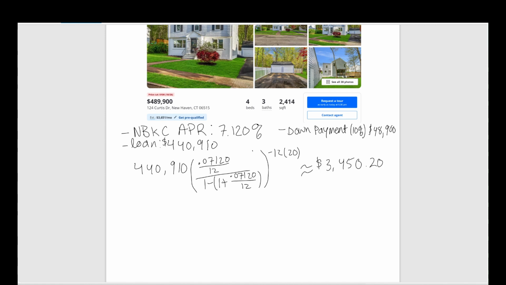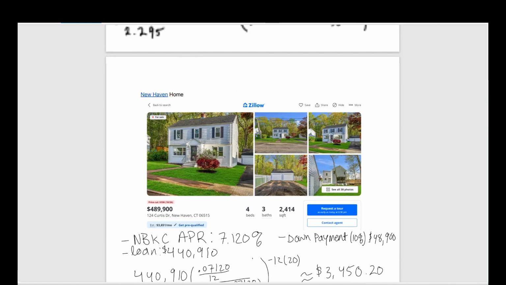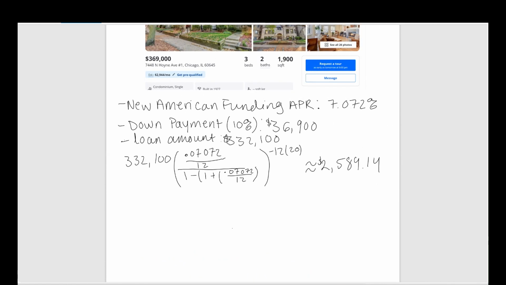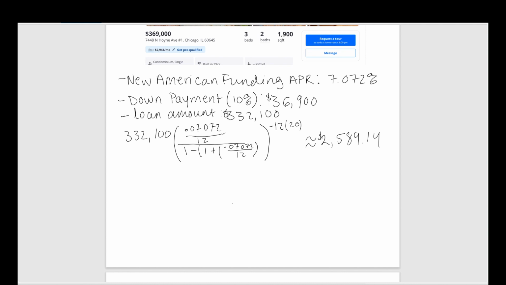Now I'm going to determine how much I will be paying for the total duration of the loan. So the loan is for 20 years. And so for that, I'll be using the future value formula. So I'll go back and start with Chicago again. So we have $332,100 as our A, or not as A, as our P as our principal.